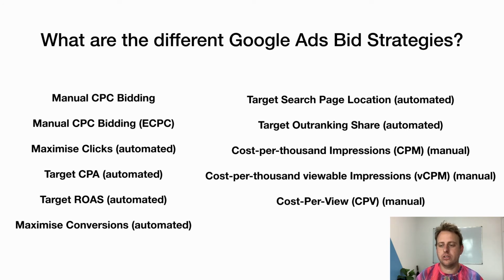Target outranking share is a bit similar, where you're giving Google a target for how often you want to outrank your competition.